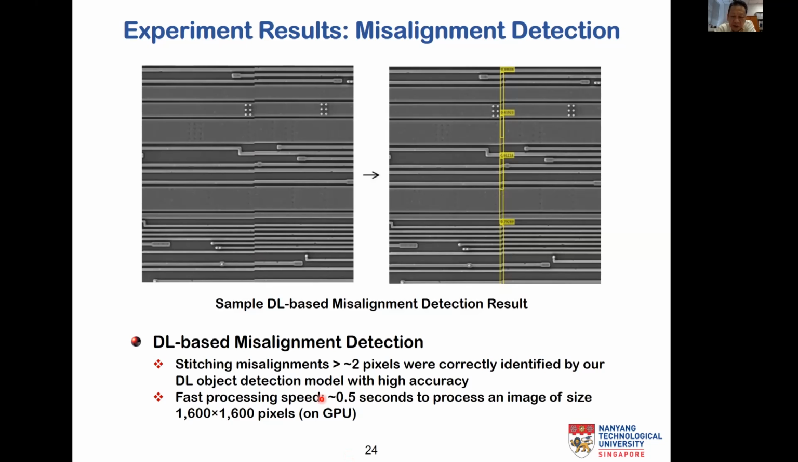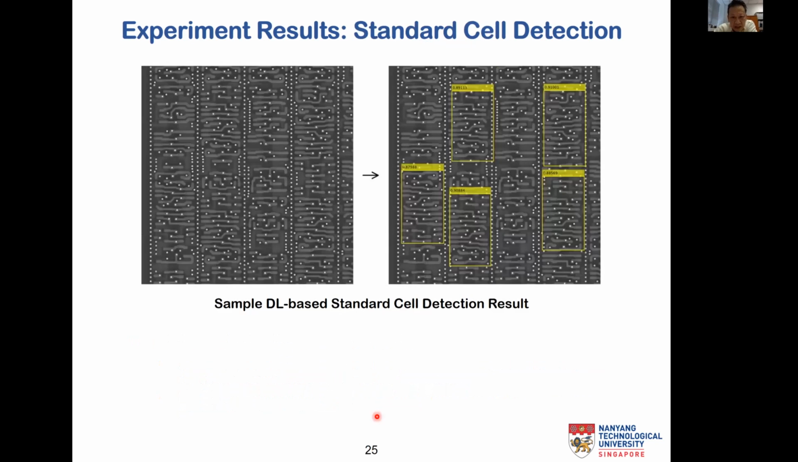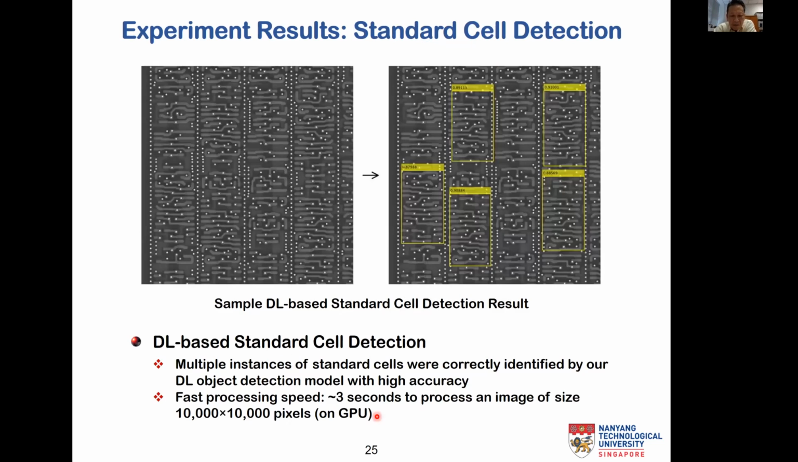And it is very fast. Fast processing speed: 0.5 seconds to process an image size of 1006 by 1006 on GPU. Second is standard cell detection. We use DL-based standard cell detection to detect the standard cells inside the image with high accuracy. And you also have a fast processing speed, about 3 seconds, to process an image size of 10,000 by 10,000 pixels on GPU.